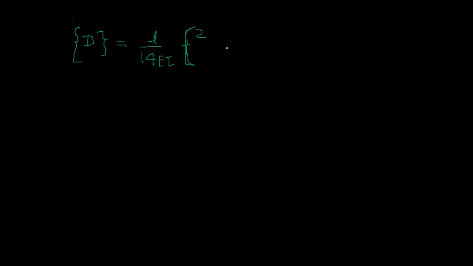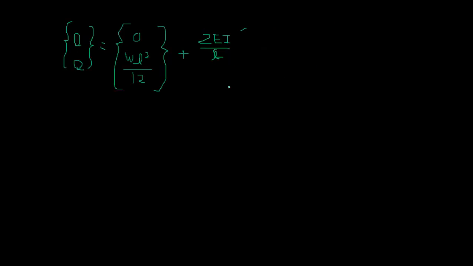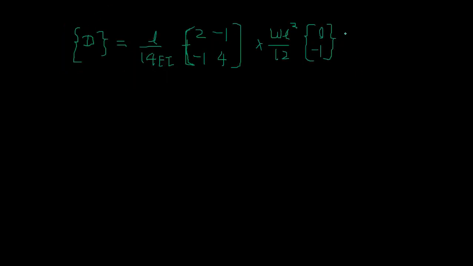That was 2 and 4, minus 1 and minus 1, into... I take the WL squared over 12 out. So the remaining was 0 and this was minus 1. Why? I bring it back to this side, right? You remember 0 and minus WL squared over 12.